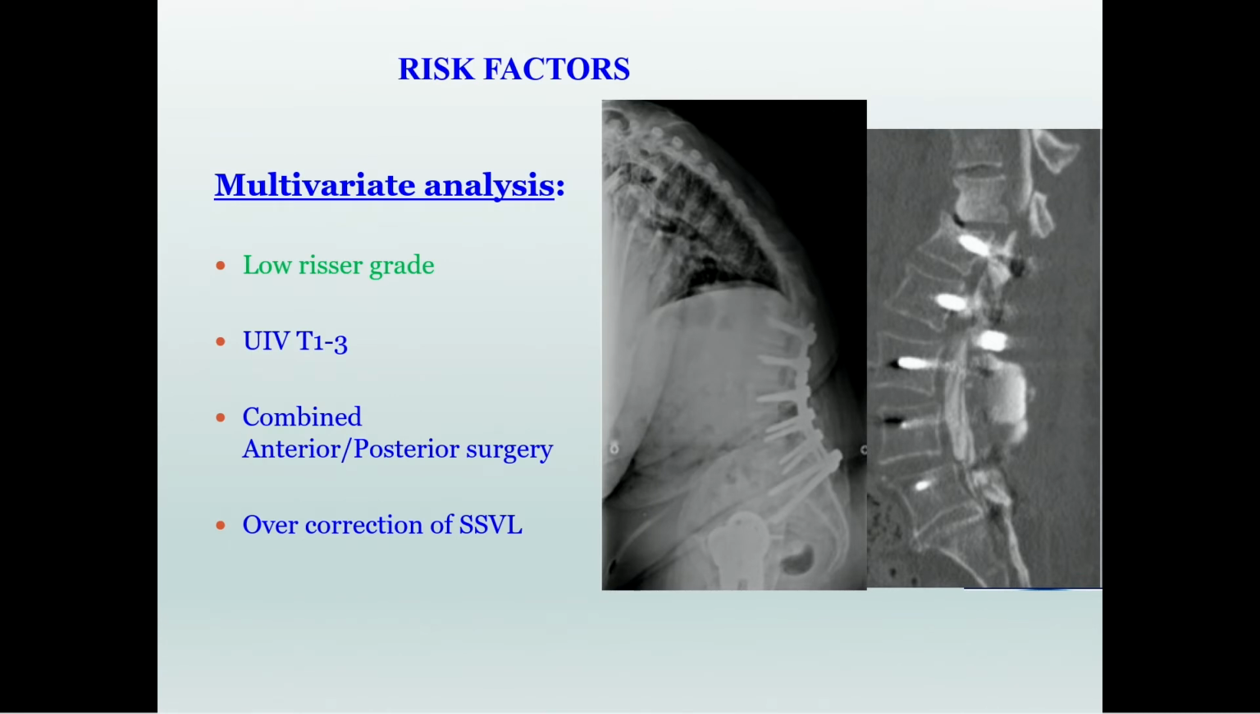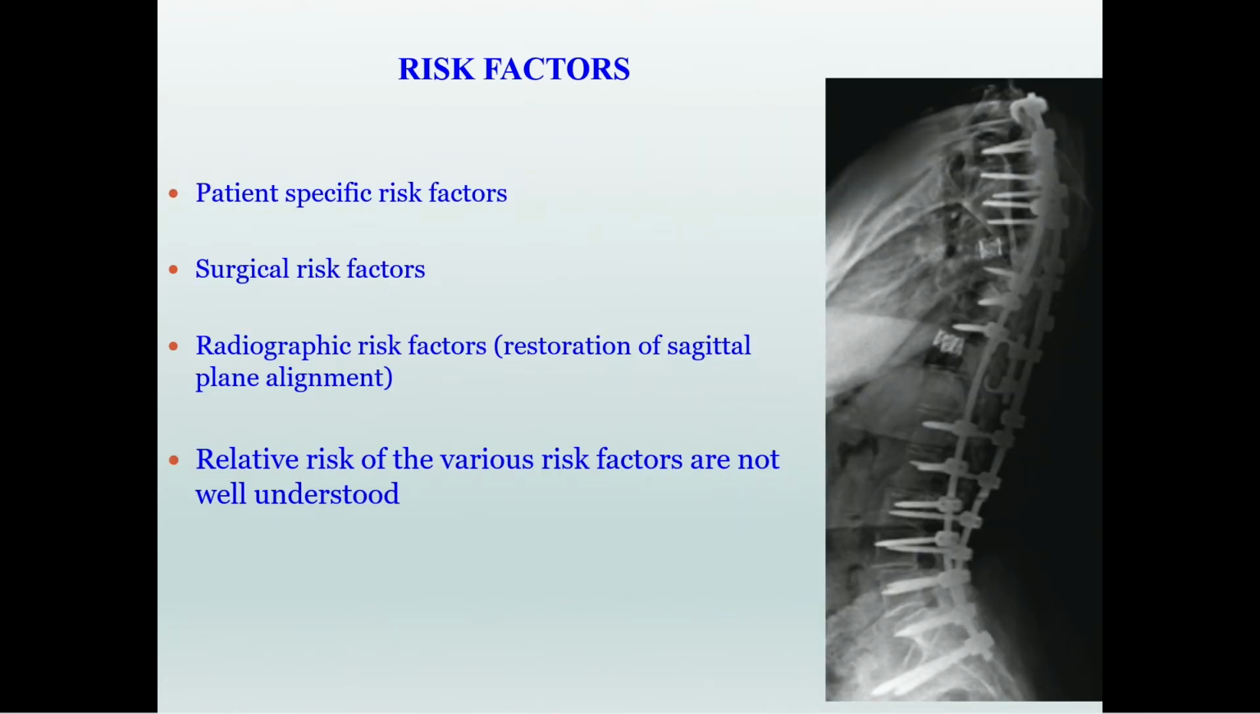When you look at multivariate analysis, taking into account some of the confounding variables, just a lower risk of grade has been shown as a risk factor for PJK in the pediatric population. When we look at different risk factors that can lead to PJK, we group them as patient-specific risk factors, surgical risk factors, and radiographic risk factors, but we truly do not understand the relative risk for each factor and how it leads to PJK.